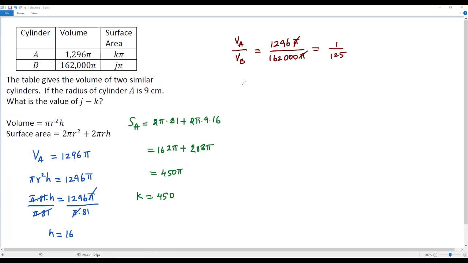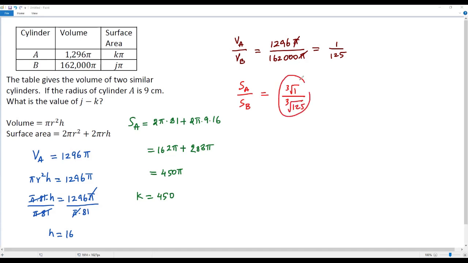From this ratio, I can get the ratio of the surface areas of the two cylinders. That is, surface area of cylinder A divided by surface area of cylinder B. How can we get the ratio of the surface areas from the ratio of the volumes? We know that volume is measured in cubic units. Here we have the quantities in cubic units. Our first work is to convert these cubic units to linear units. To do that, we have to take the cube root of both terms of this ratio. Then I'm getting cube root of 1 divided by cube root of 125.